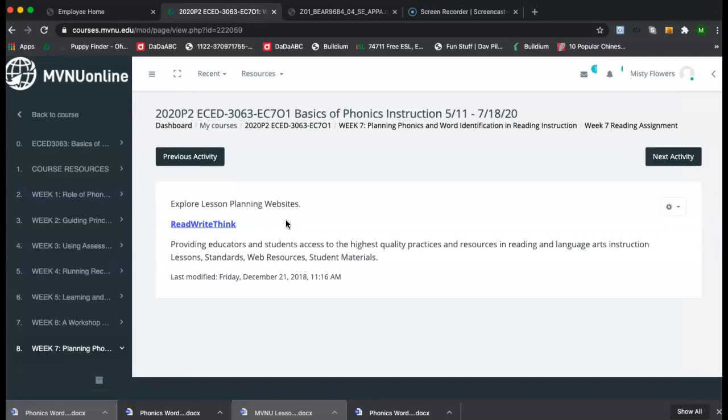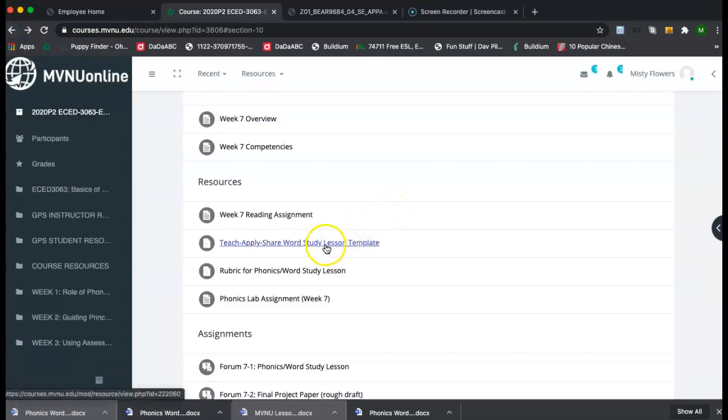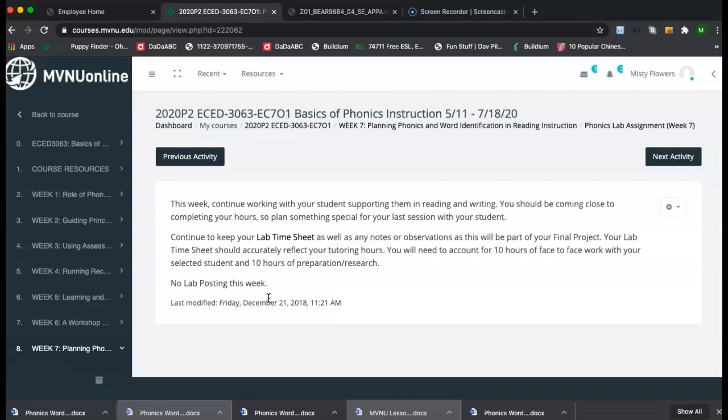Reading assignment this week is to look at lesson planning websites. Read, Write, Think is a great source for you guys to look at. Again, there's your template. Here's the rubric. There is no lab assignment that you're going to submit this week, but please make sure that you have 10 hours of face-to-face work with your student and 10 hours of prep time and research.